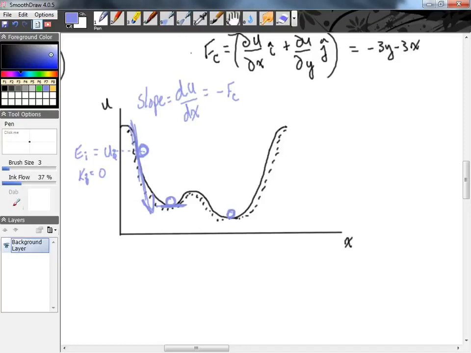We can find one here. We could also find one here. Now, all three of these are places of extrema. Relative extrema. Yes, they are all very good. They are all relative extrema.